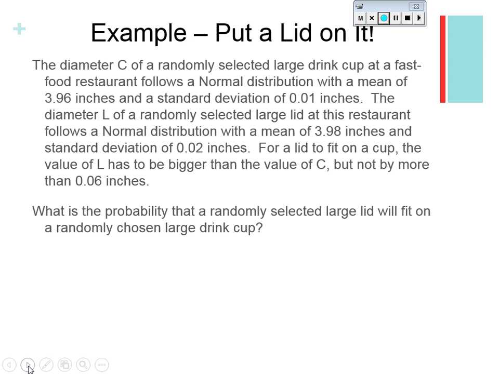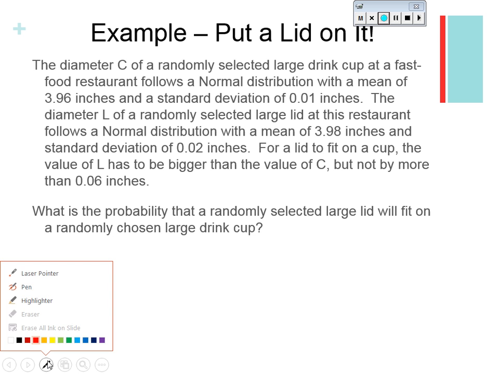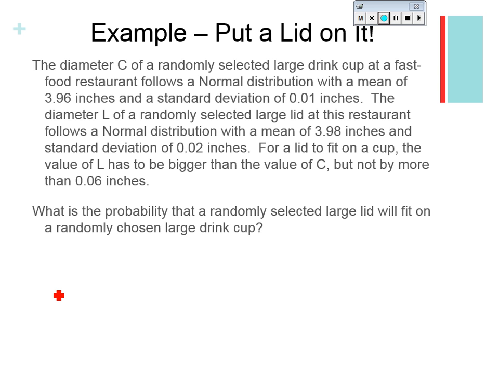and combining random variables, but I'm going to show this to you in a state, plan, do, conclude type of format. So the last question here says the diameter C of a randomly selected large drink cup at a fast food restaurant follows a normal distribution with a mean of 3.96 inches and a standard deviation of 0.01 inches. So key things here are we have a normal distribution, here's the mean, here's the standard deviation. The diameter L of a randomly selected large lid at this restaurant also follows a normal distribution with a mean of 3.98 inches and a standard deviation of 0.02 inches.